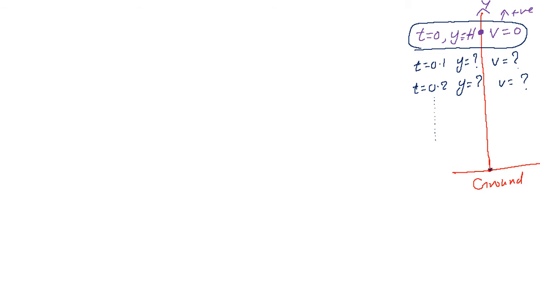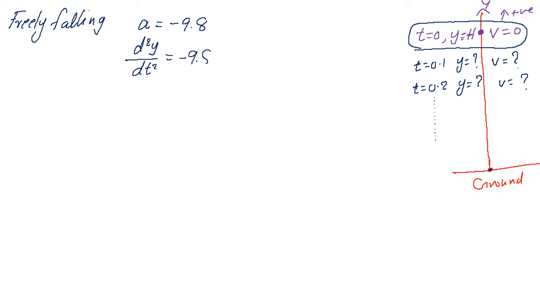And how can you solve this? The step is this: you represent the freely falling body by a differential equation, that is, its acceleration is negative 9.8. So you can rewrite this equation as d square y by dt square is equal to negative 9.8. Now the idea is this: we must resolve that into two first order differential equations.